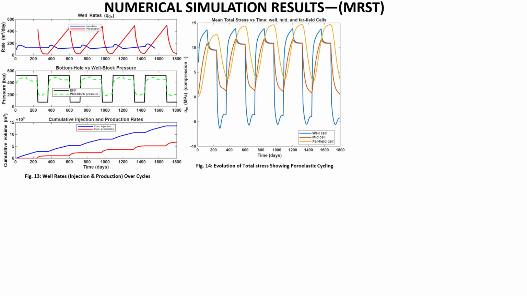But the most interesting one is the far cell, which is the yellow color, which I wanted to highlight clearly. So the far field response is very smooth, almost sinusoidal, but importantly it shows a gradual upward drift across the cycles. But the question would be, why does this happen, even though the far field is far from the well and small amounts of pore pressure diffuse outwards each cycle and accumulate?